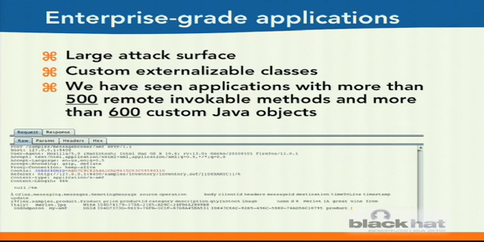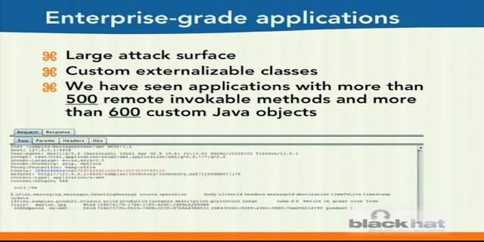Speaking about enterprise-grade applications, we're speaking about very complex applications. We're speaking about an application with more than 500 remote methods and more than 600 custom Java objects. That's the kind of application I've seen and tested. So when you're dealing with this kind of attack surface, you need to carefully make sure that you test those messages and the objects they use.